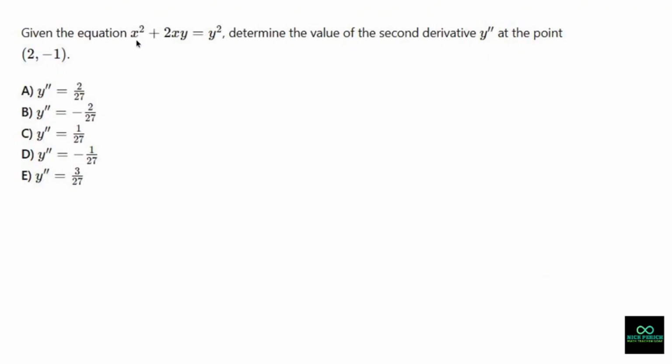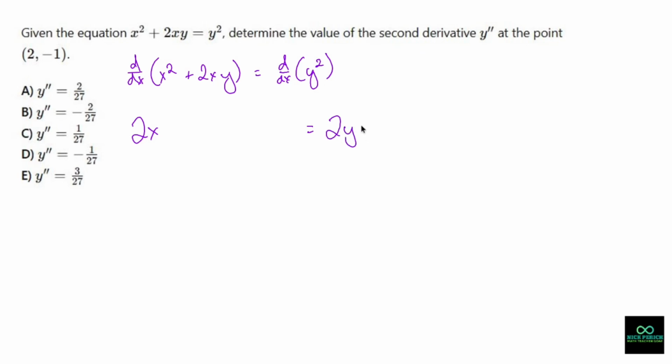Given the equation x squared plus 2xy equals y squared, determine the value of the second derivative at the point (2, -1). So this is implicit differentiation. We're going to take d/dx of both sides: d/dx of x squared plus 2xy equals the d/dx of y squared. Remember, when you take the derivative of an x, no big deal. If you have to take the derivative of a y, you take the derivative but attach a dy/dx, or a y prime. I'm going to use y prime.